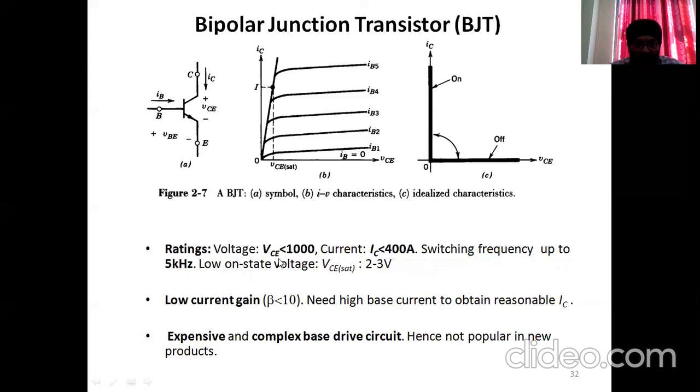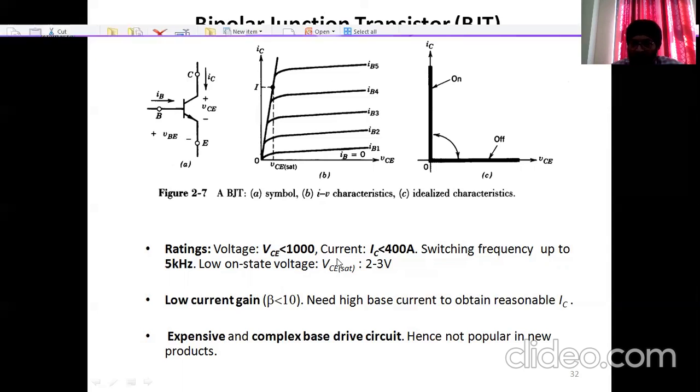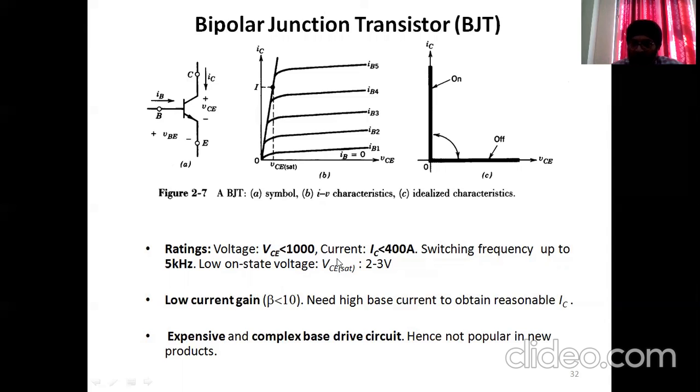The ratings for these devices are about 1000 volts or 400 amperes, less than the SCR, but still we can handle a large amount of voltage and current using these BJTs, though far less than SCRs. And the switching frequency is 5 kilohertz, a little bit more also possible.